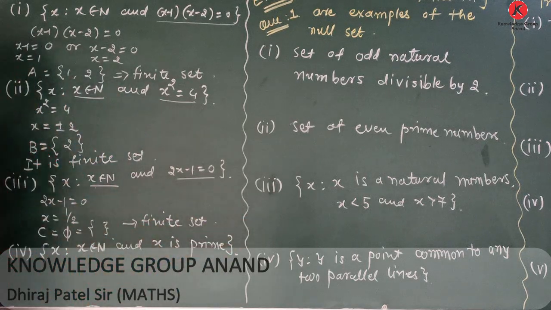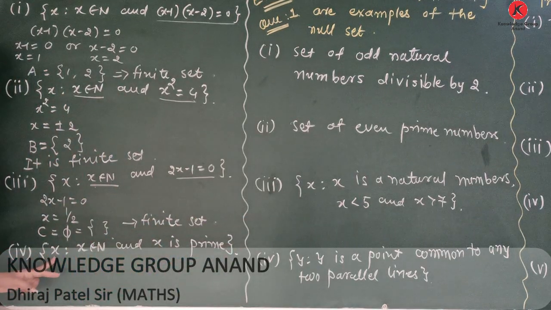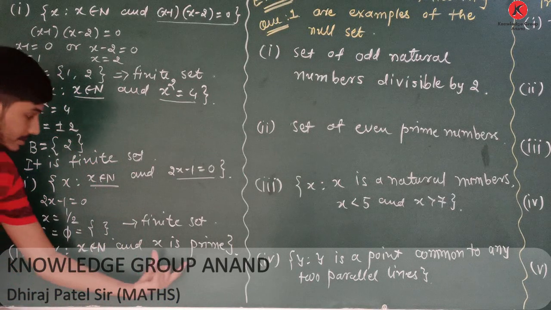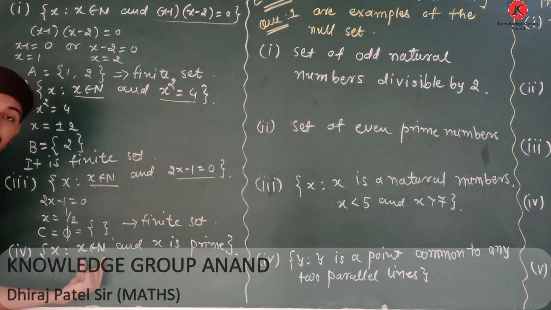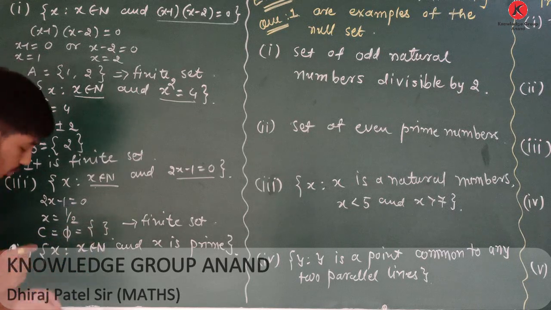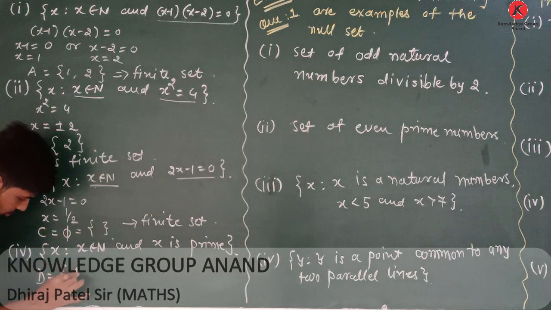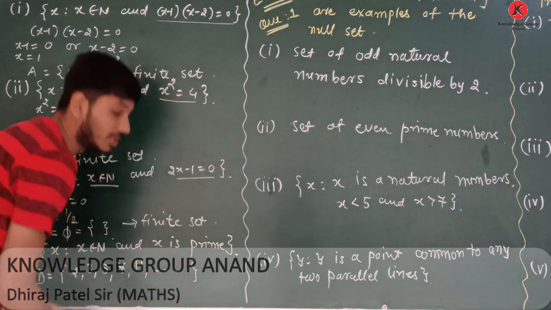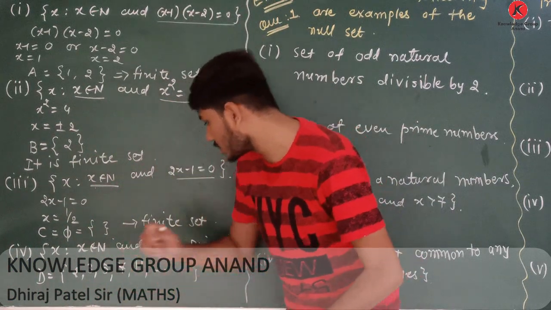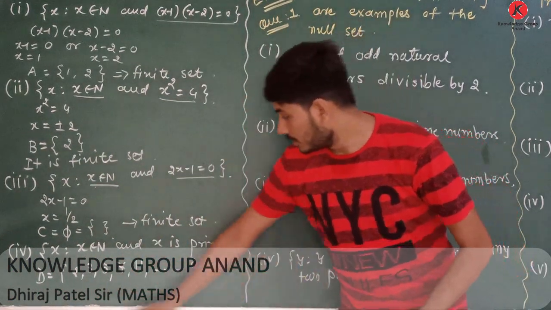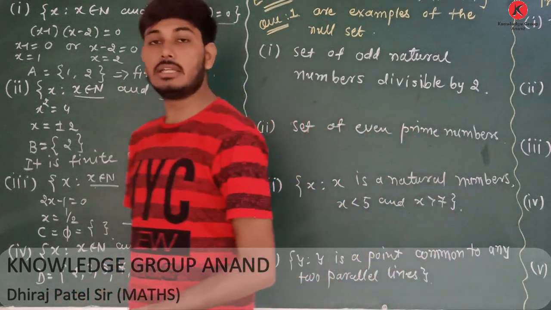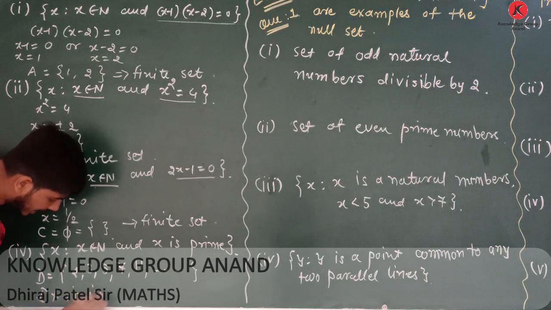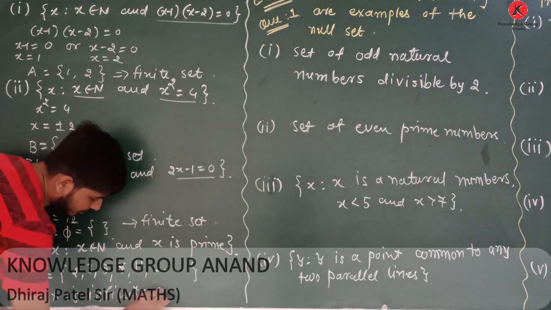Now, the fourth question. x such that x belongs to N and x is prime. x is a prime number and it is a natural number. So we know that the natural prime numbers are 2, 3, 5, 7, 11, 13 up to infinity. There are many natural numbers which are prime. Therefore, the number of elements of set D is uncountable. Therefore, it is an infinite set.